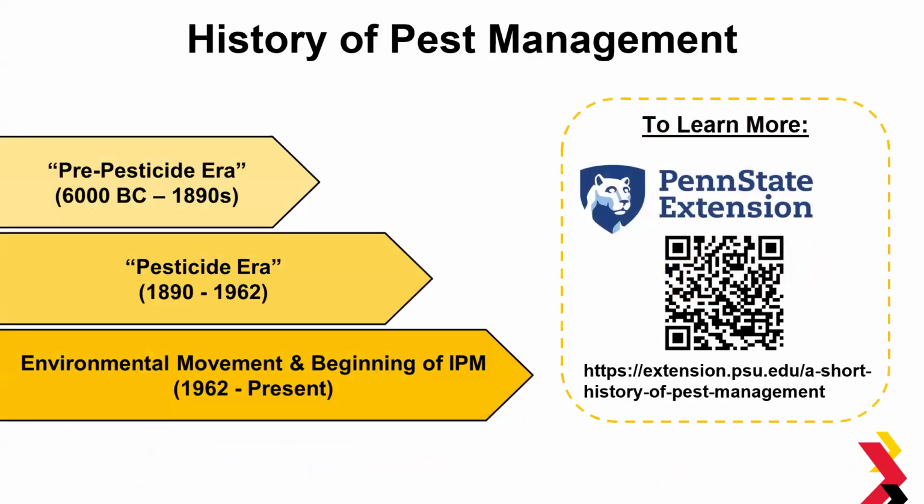Now, as we get into learning about integrated pest management, if you're curious about the history of pest management, what led us to this term of integrated pest management and thinking more sustainably, I highly recommend this webpage by Penn State Extension. They call it A Brief History of Pest Management and IPM, and it goes through these three main eras, as you can see on our left: our pre-pesticide era, our pesticide era, and then our environmental movement and beginning of IPM. So really interesting, has a nice list of further information if you would like to learn more.